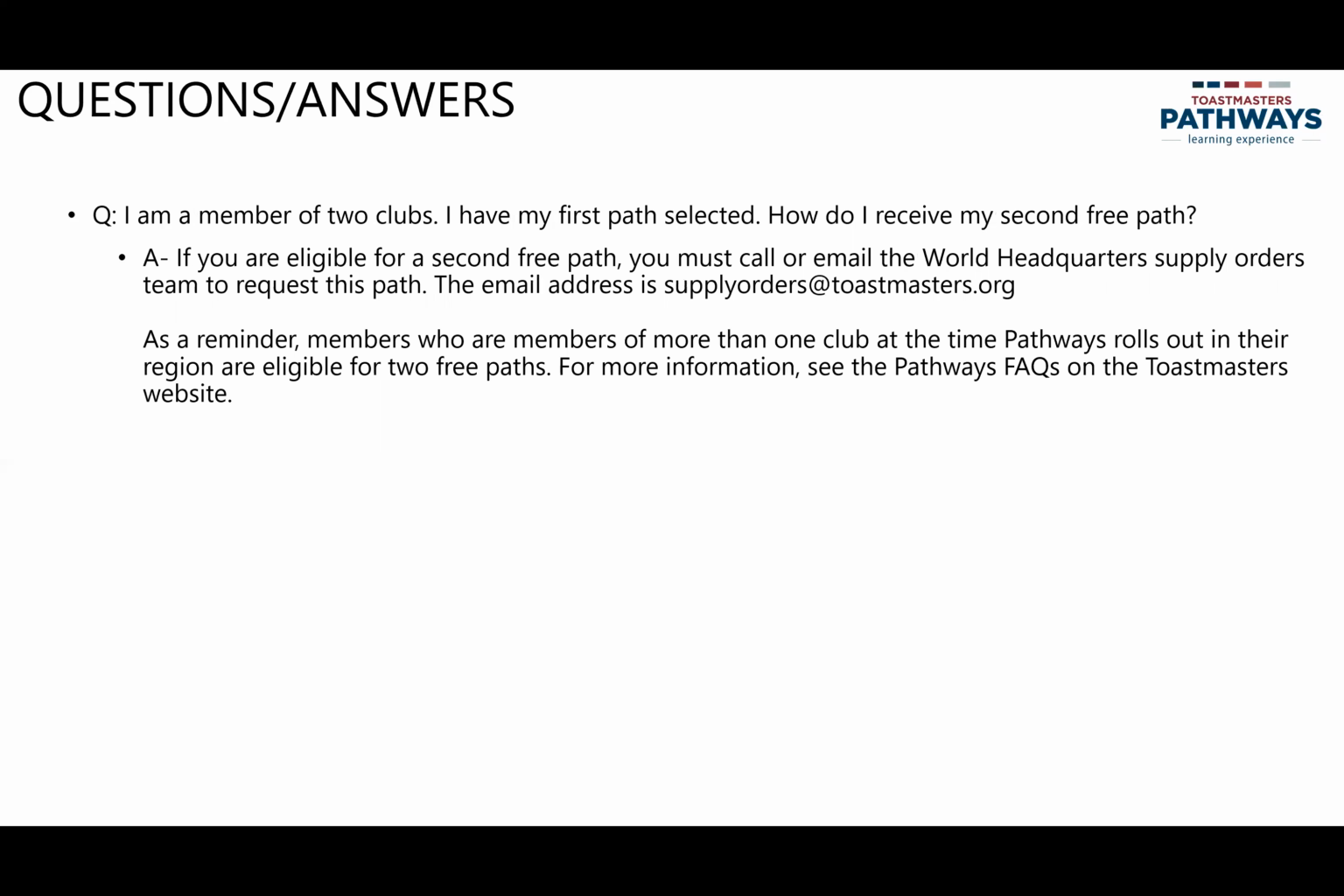I'm a member of 2 clubs and I have my first path selected. How do I receive my second free path? So this is something where you need to make sure you consider when did you belong to 2 clubs. If you belong to 2 clubs prior to the rollout, then you are eligible for a second free path.